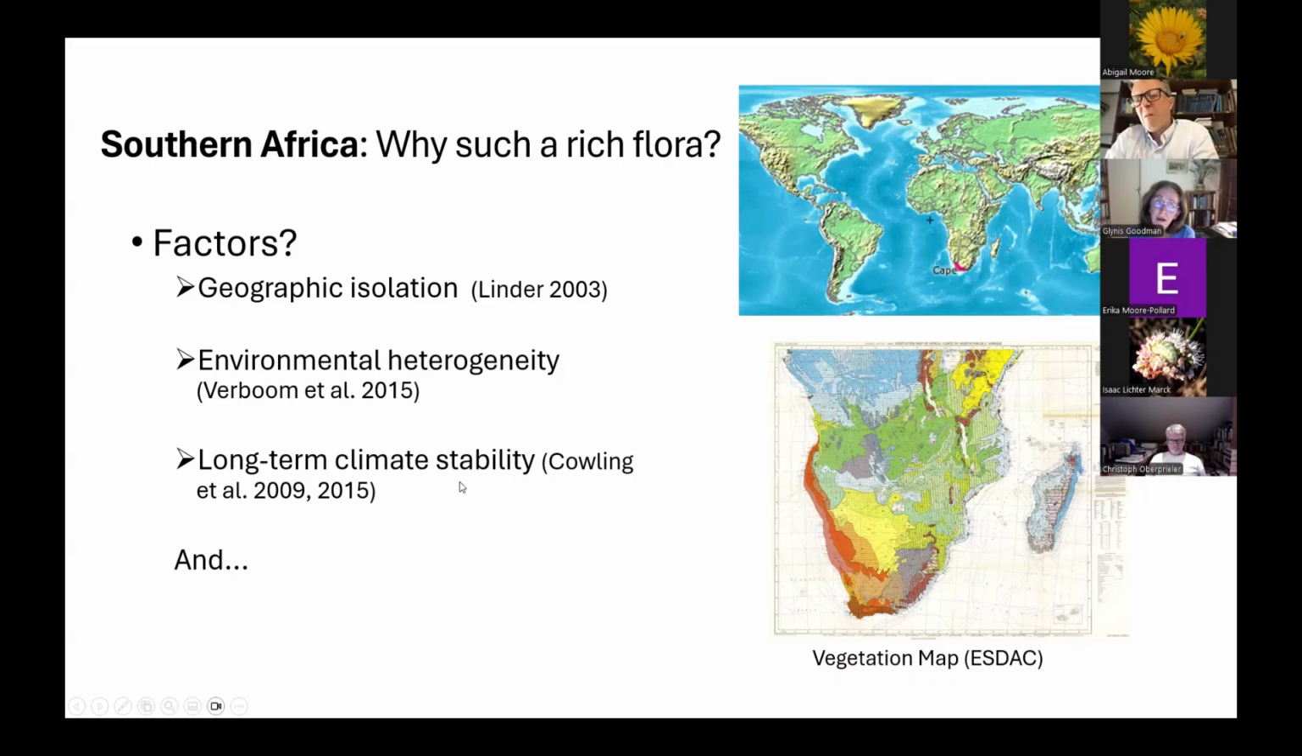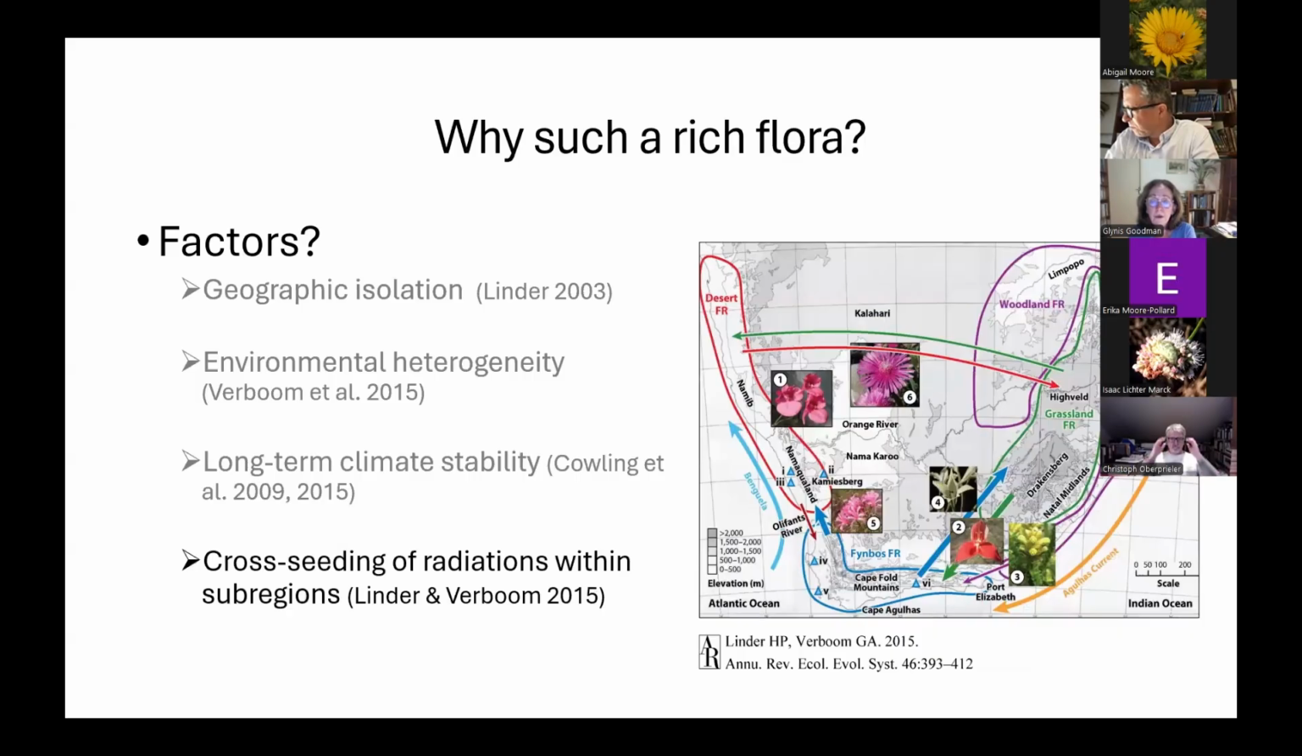And then Richard Cowling suggested that long-term climate stability might be one of the reasons for this richness of the flora. And then also, Linder and Verboom showed that there's been a lot of cross-seeding of radiations within the sub-region of southern Africa. And once again, you might notice that a lot of this has occurred along the margins of the subcontinent.